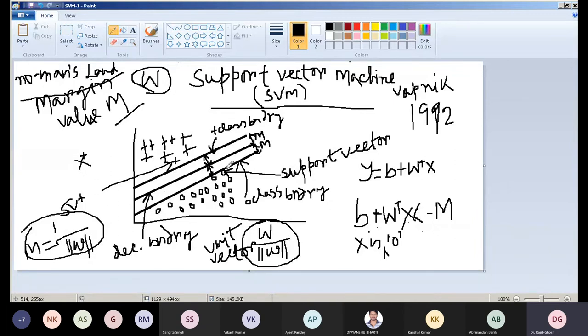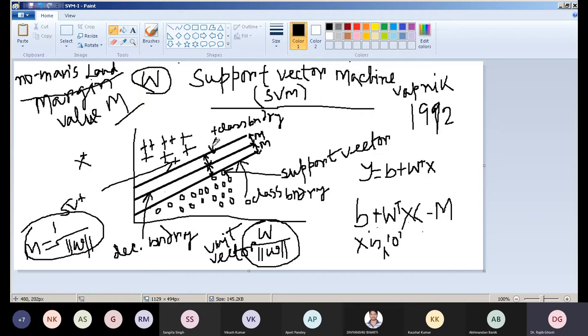So here, greater than 0 or lesser than 0 only will not work. It is not like a linear discriminant function or an artificial neural network. Here some no man's land is there, so that no man's land margin you have to consider. That is M. If B plus W transpose X is exactly equal to M, it is lying on the plus class boundary, that means a support vector of the plus class. And if it is exactly equal to minus M, it is lying on the circle class boundary, that means a support vector of the circle class.